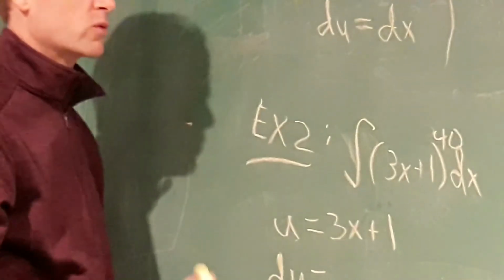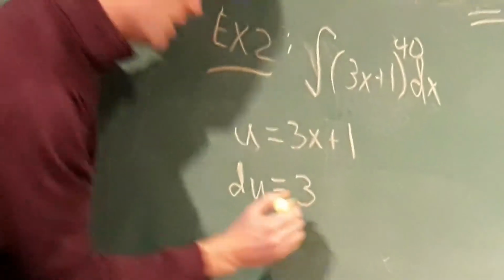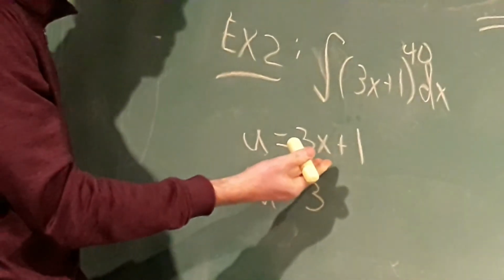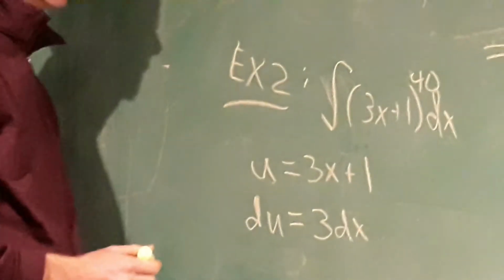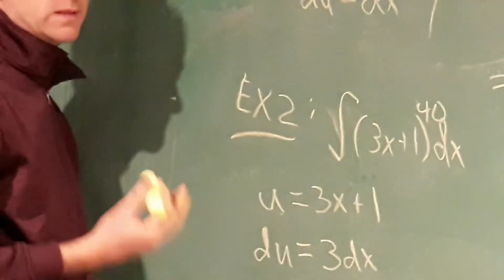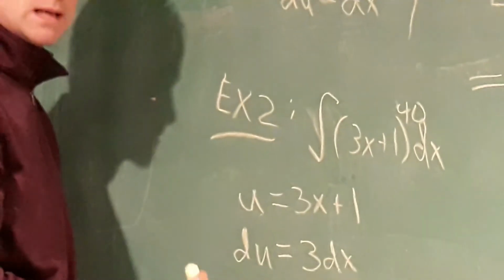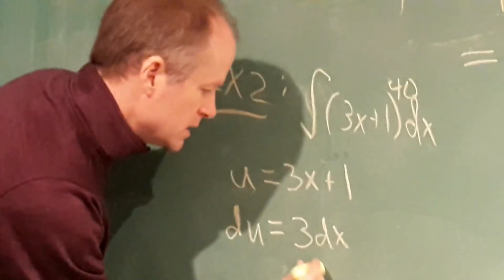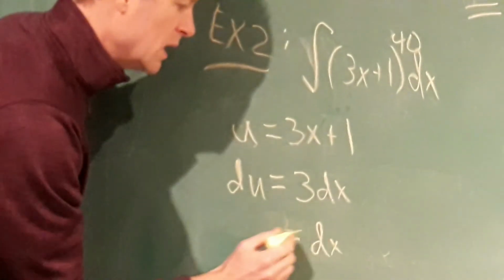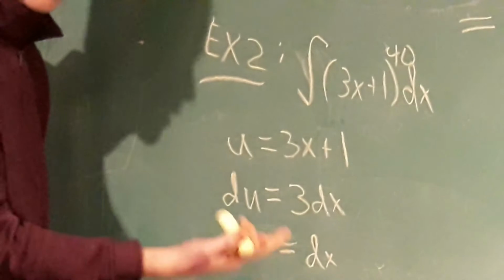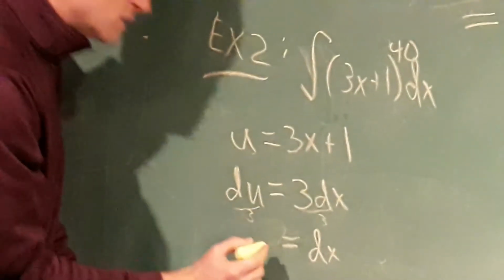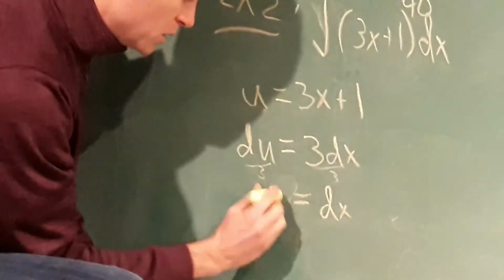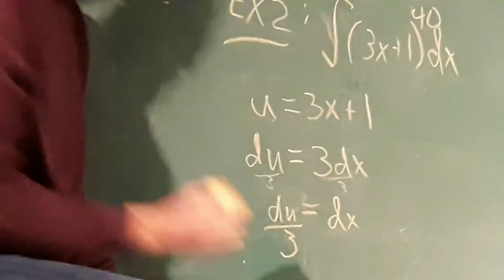The derivative of 3x plus 1 is 3, but I'm doing this in terms of x, so I need dx next to it. So we're doing this implicitly. Now I'm going to solve for dx. If I get dx alone, think about this algebraically: I would divide both sides by 3, so dx would equal du divided by 3.